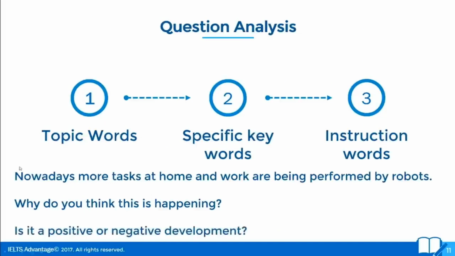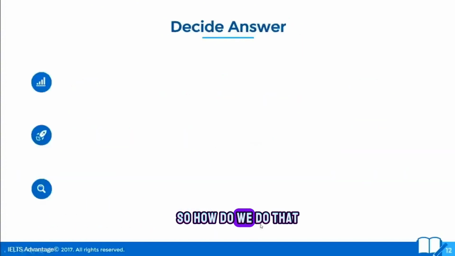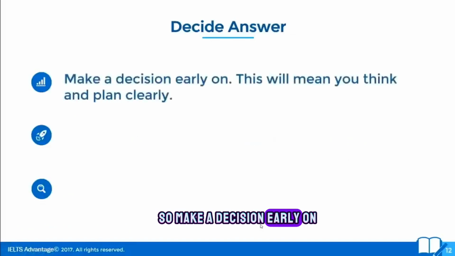So once we've understood the question and what they want us to do, the first thing that I always get my students to do is to make a decision on their answer. Make a decision about how they're going to answer this question. So how do we do that? Make a decision early on. This will mean you think and you plan clearly. One of the worst things that you can do, guys, is start your essay without having a clear idea about how you're going to answer it.